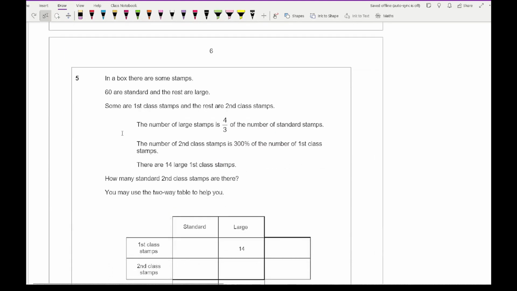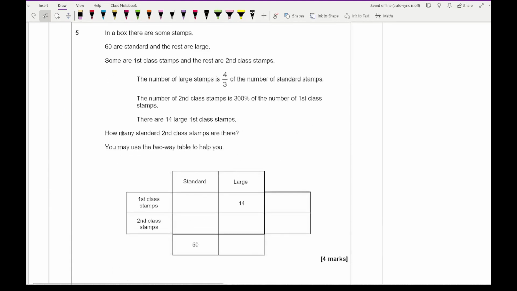Then moving on to our last question, it says there in a box there are some stamps. 60 are standard and the rest are large. Some of the stamps are first class and the rest are second class. The number of large stamps is 4/3 of the number of standard stamps. The number of second class stamps is 300% of the number of first class stamps. There are 14 large first class stamps. How many standard second class stamps are there? Use your two-way table to help.